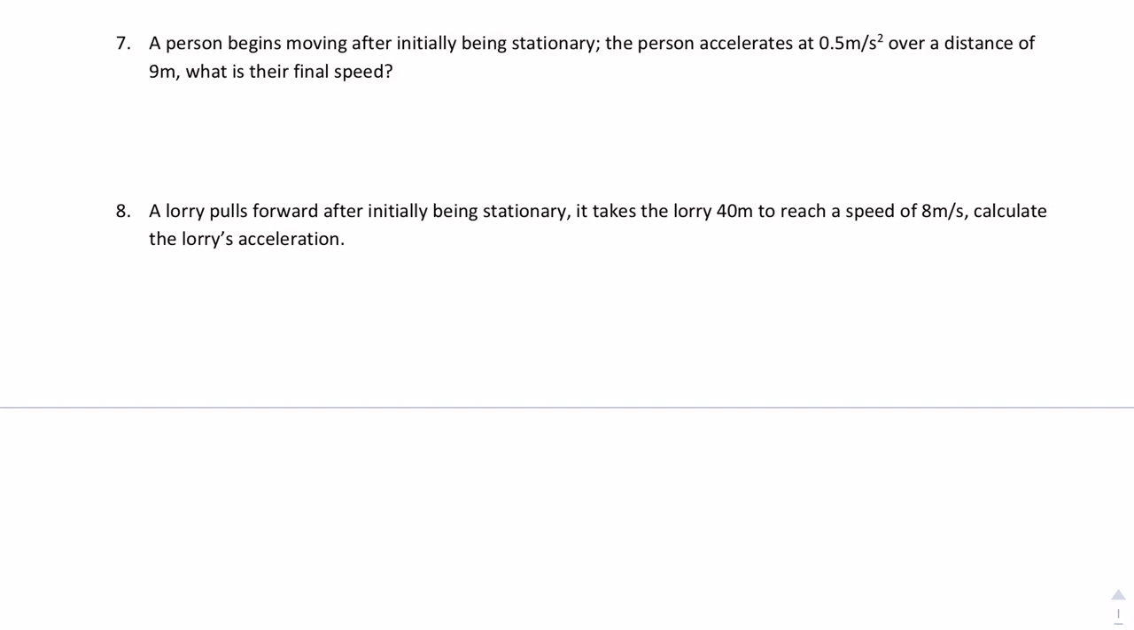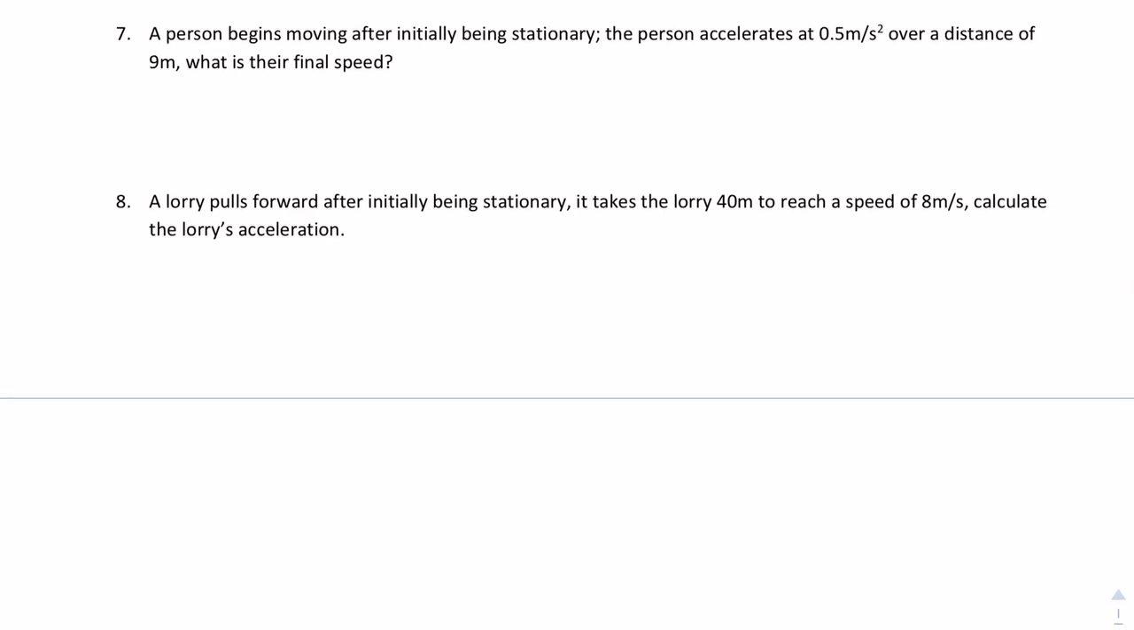Now let's take a look at our eighth and final question. So let's read it first. A lorry pulls forward after initially being stationary. Very important information there. It's initially stationary, so our initial velocity, as indicated by the word initially being stationary, u equals 0.